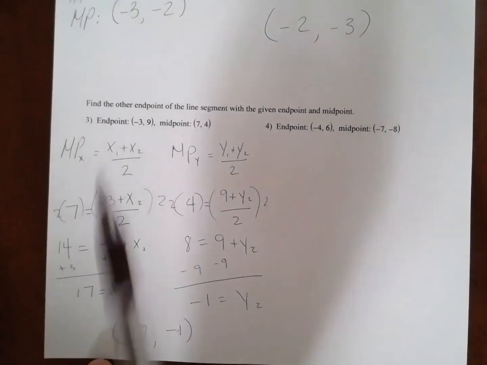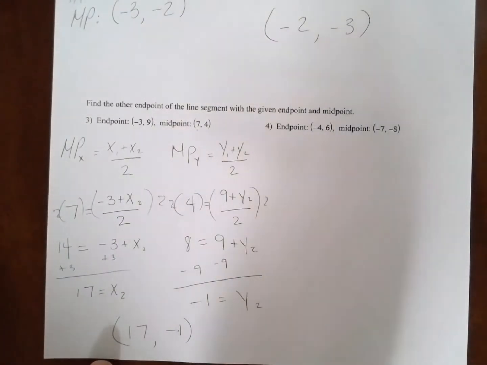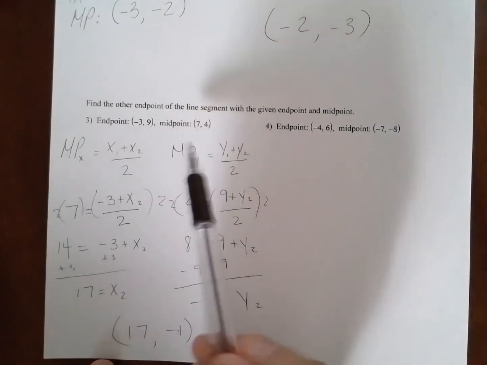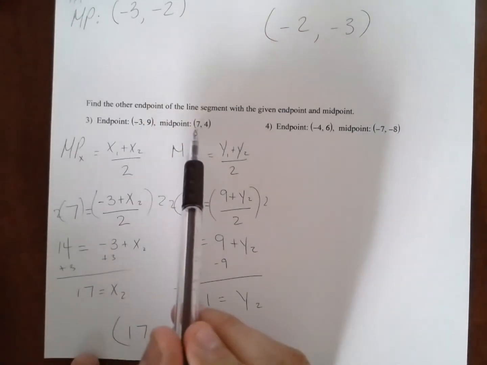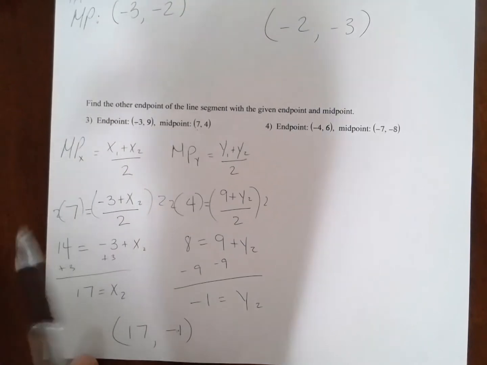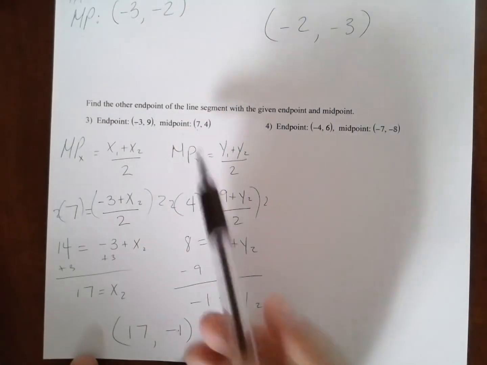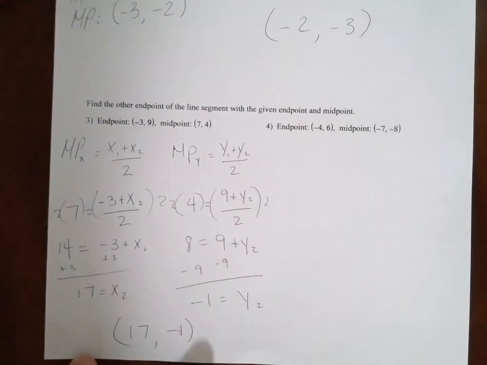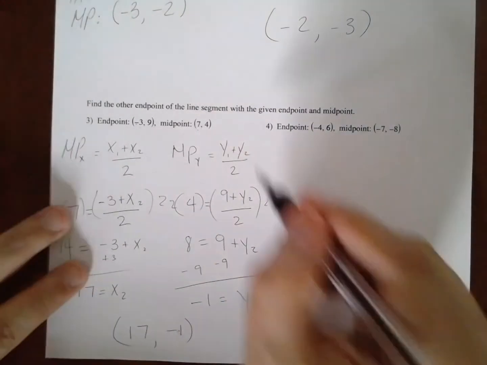You can do the same thing here with the x's. It gets a little bit more difficult with the negatives, rather. How far away is negative 3 from 7? Well, negative 3 from 7, that's 10 away, which means the other endpoint also has to be 10 away. Well, 10 away from 7 is 17, so you can do it that way as well.